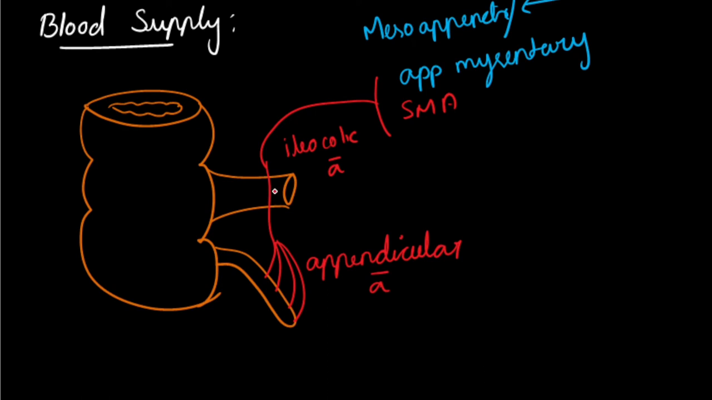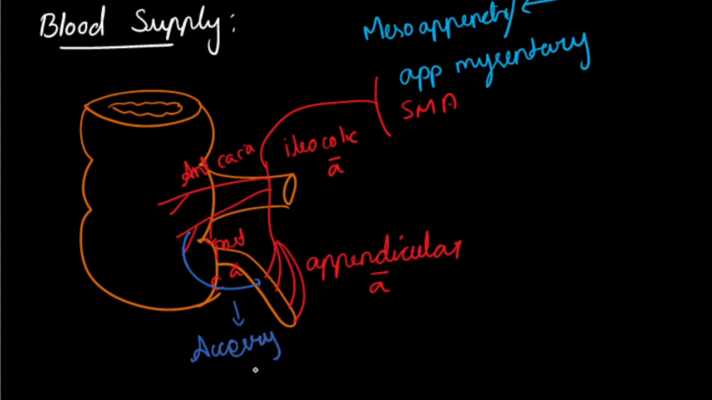And from this ileocolic artery, we have two other branches called the posterior cecal and anterior cecal arteries. From here arises a branch, the accessory appendicular artery, which is also called the artery of Seshachalam. This is one of the important MCQs. So let me repeat again. The major supply is through the appendicular artery, which arises from the ileocolic artery, which is a branch of the superior mesenteric artery. Then comes the accessory appendicular artery or artery of Seshachalam, which arises from the posterior cecal artery, which arises from the ileocolic artery. So this is exactly the blood supply of the appendix.